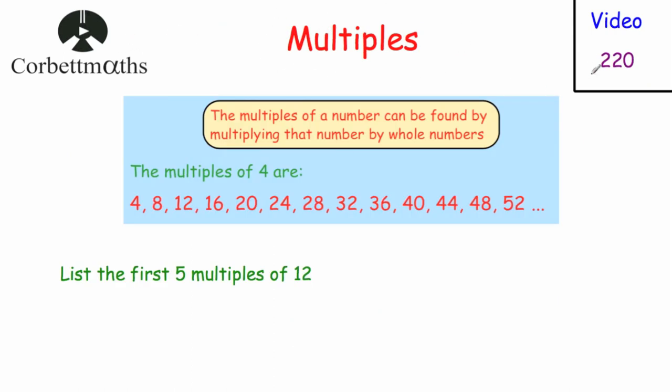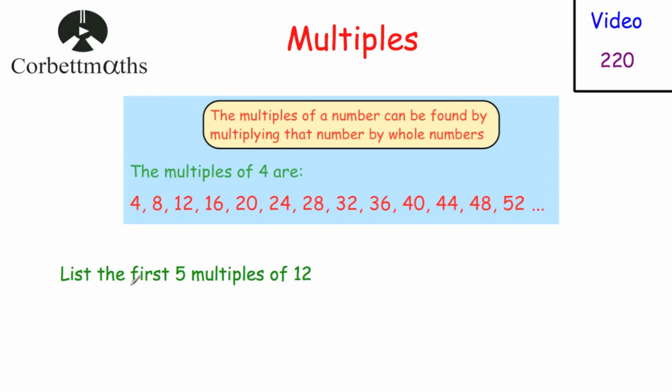So our next topic is multiples, or video 220. And here's part of the Corbettmaths revision card on multiples. So the multiples of 4 are 4, 8, 12, 16, 20, and so on. So 4 times 1 is 4, 4 times 2 is 8, 4 times 3 is 12, 4 times 4 is 16, and so on. Or you could just start off with 4 and then add 4, add 4, add 4, and so on.